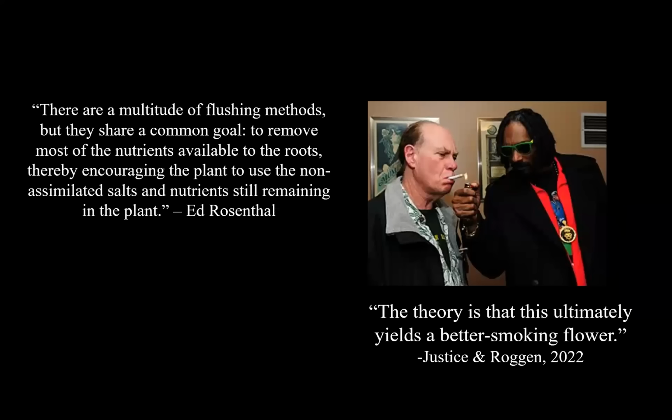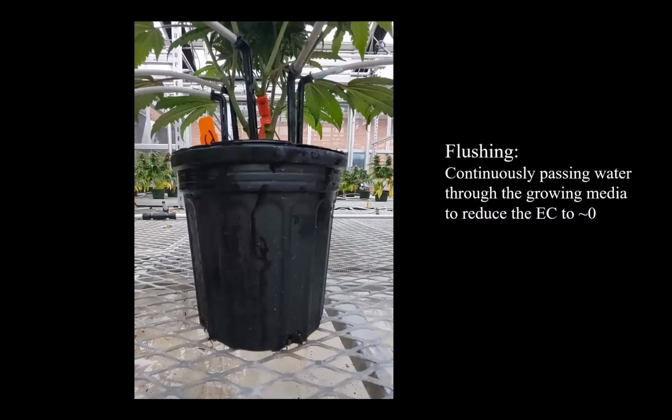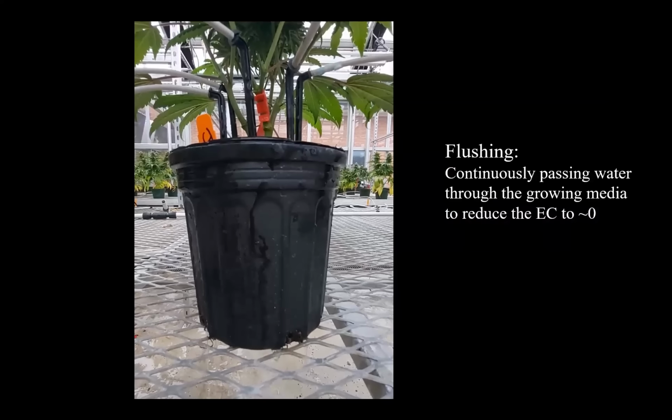So, what is flushing? According to Ed Rosenthal, there's a multitude of flushing methods, but they all share a common goal: to remove most of the nutrients available to the roots, thereby encouraging the plant to use the non-assimilated salts and nutrients still remaining in the plant. This technique has been promoted for a number of years, pretty much for the purpose of improving smoking quality, which is a very difficult thing to assess. But we'll at least show you how we've tested this hypothesis about flushing having an impact on nutrient content in the buds and what impact it might have on your facilities. Obviously, we can't look at smoking quality very easily.